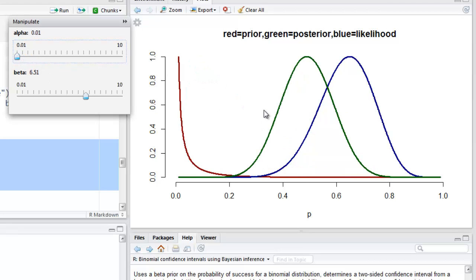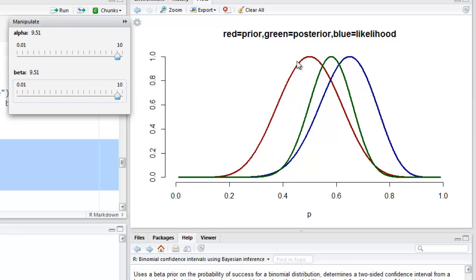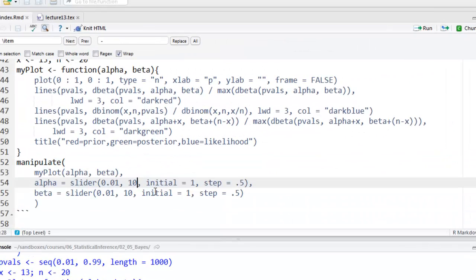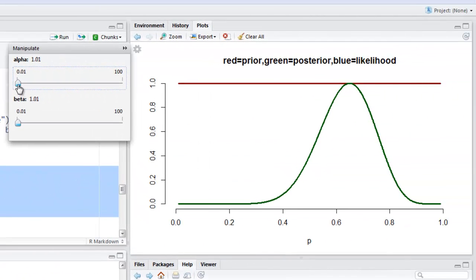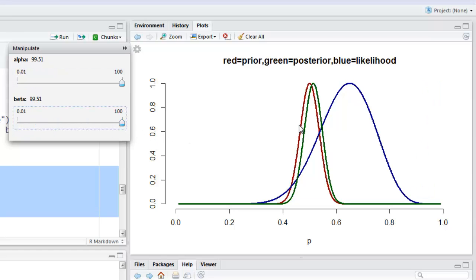And then I could really drag it a lot more. We can make ourselves quite certain that it's 0.5, and then the green gets dragged more over. Let me change this a little bit so we can make ourselves a lot more certain. Now alpha can go way up there. Okay, now here I've done it where alpha and beta are at 100. We're extremely certain that p is 0.5.